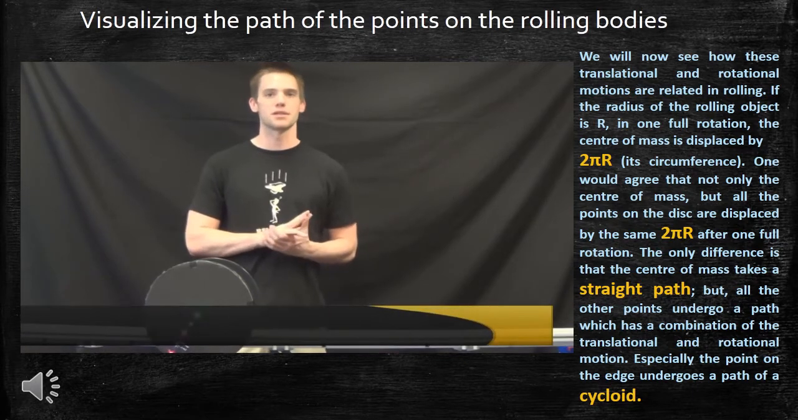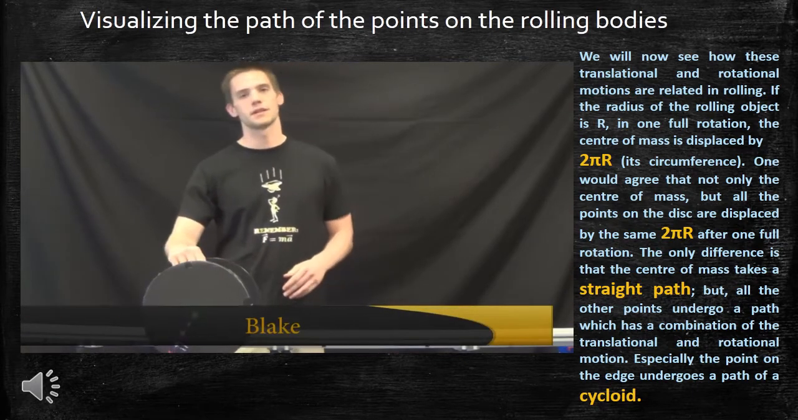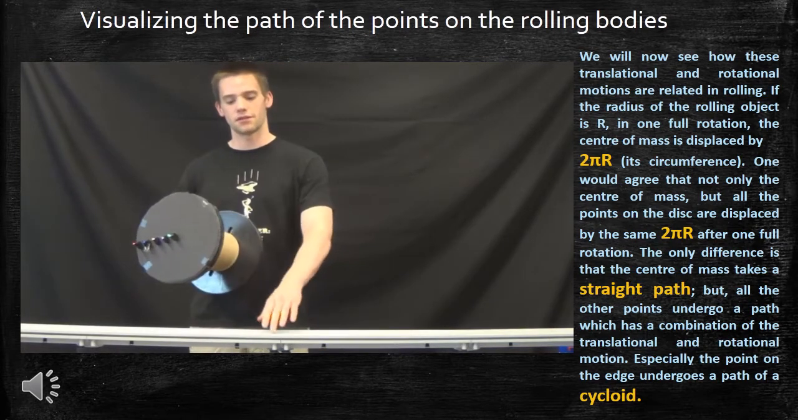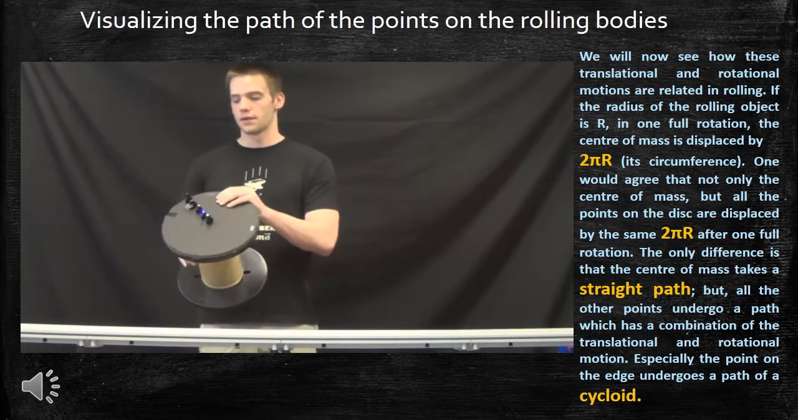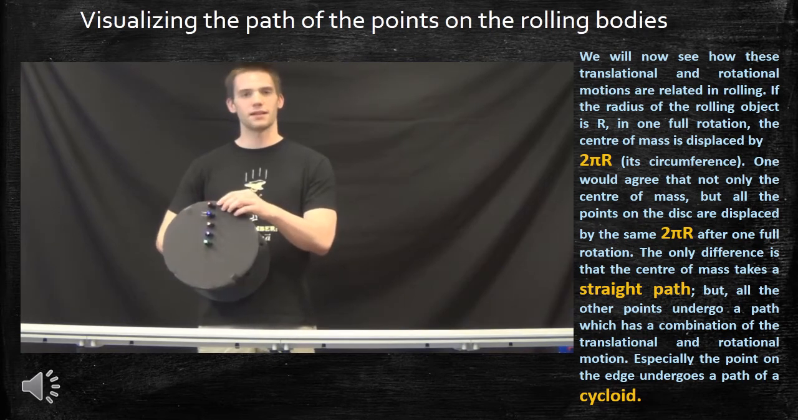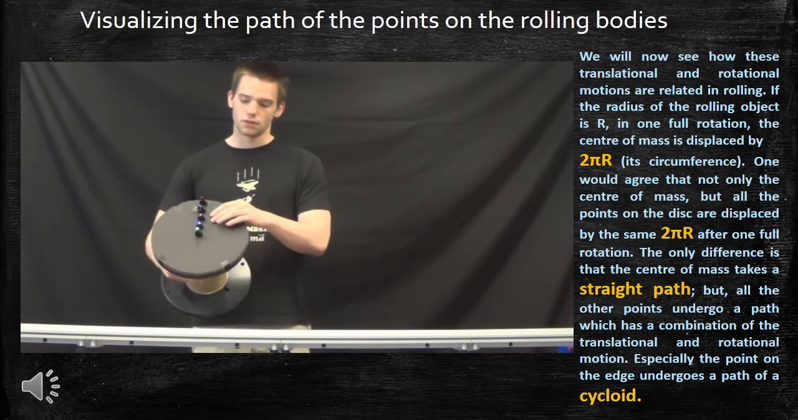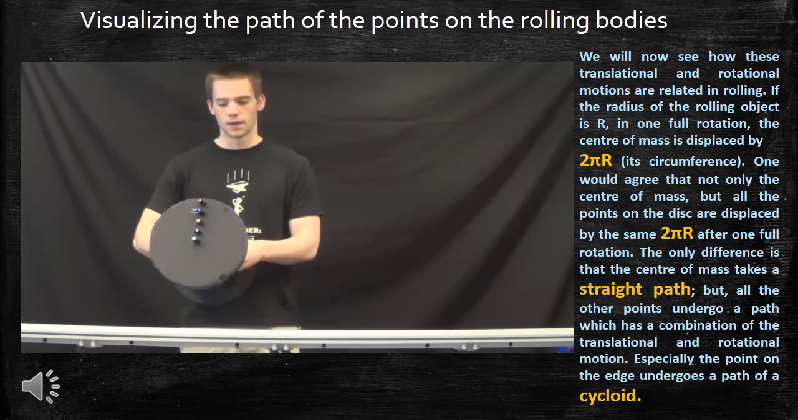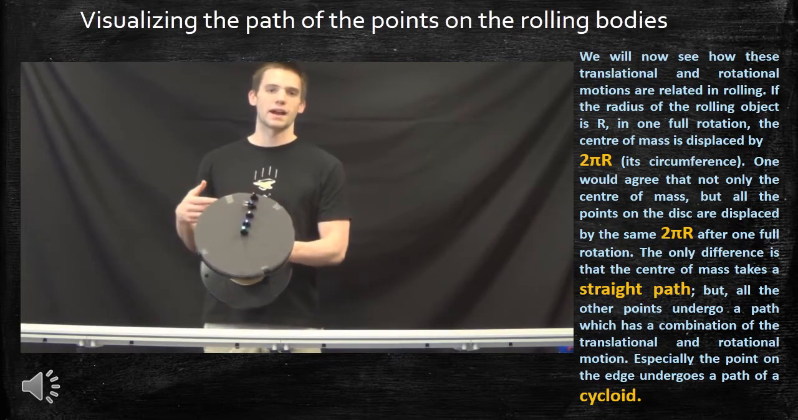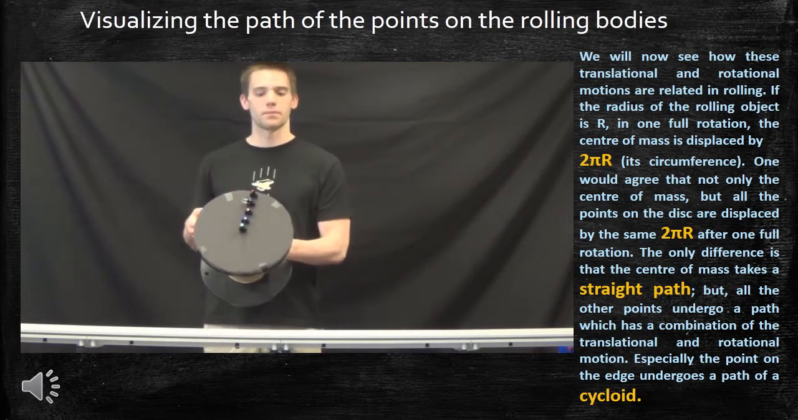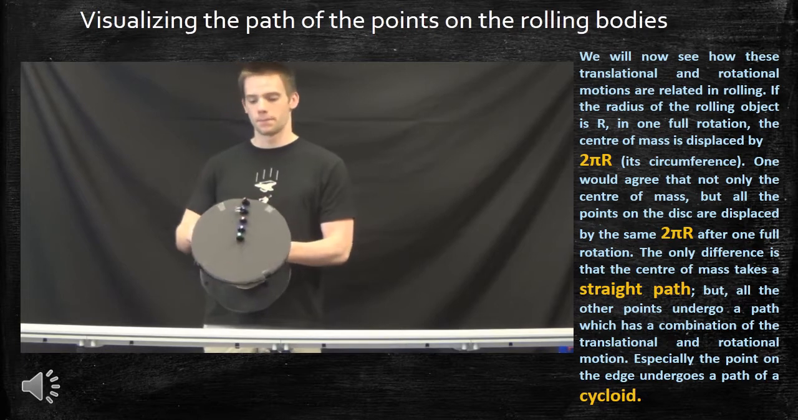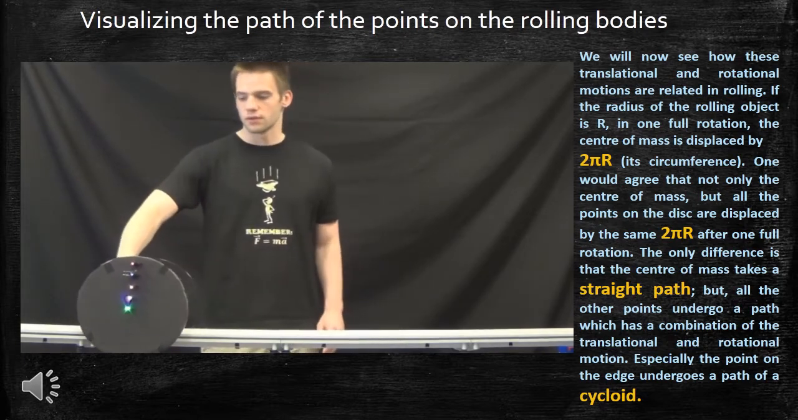In this particular clipping, we are able to see how the path of the points on the rolling bodies are visualized with the help of LED lamps. In the rolling body, at the center of mass, one green color LED is fitted. When the rolling body is made to roll on the floor, observe the animation.